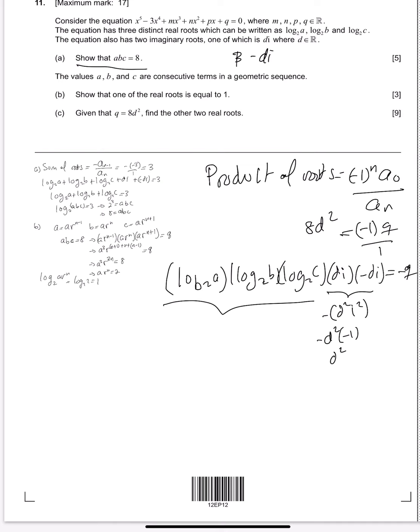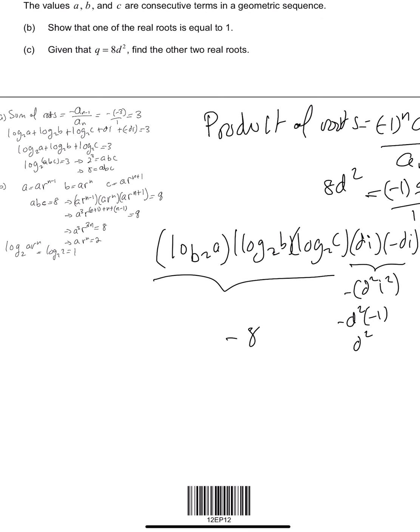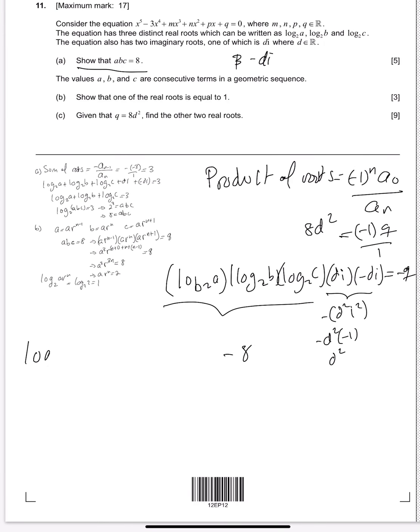Okay, so this means that, because q is equal to 8d squared, minus q equals minus 8d squared. That means log base 2 of a times log base 2 of b times log base 2 of c should equal minus 8. Okay. Now, we also know that one of the roots is equal to 1. So now we're simplifying our problem a little bit. I'm going to choose log base 2 of a as the 1. Log base 2 of b times log base 2 of c is equal to minus 8. Very well.